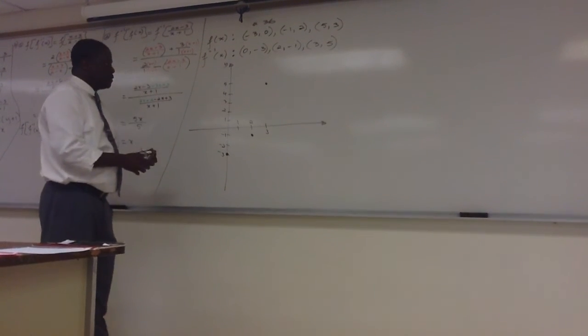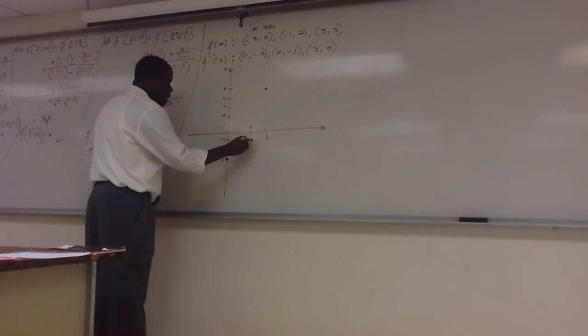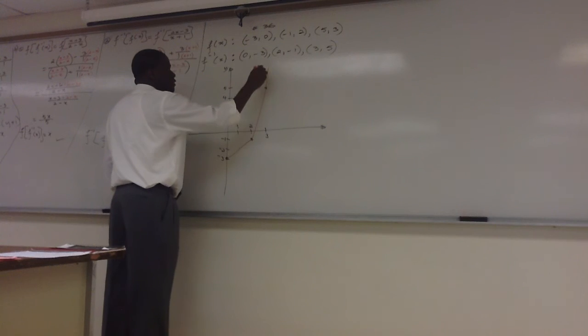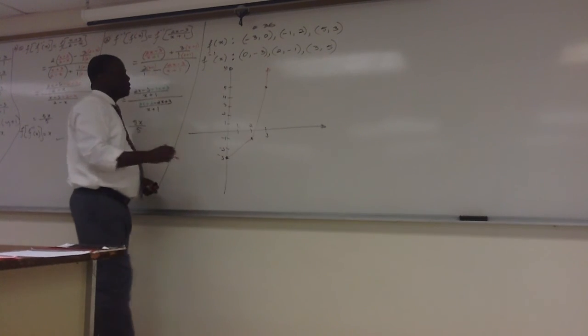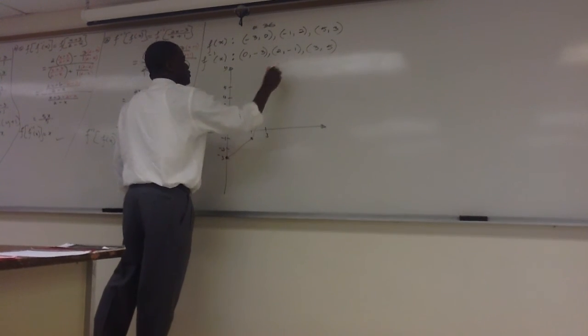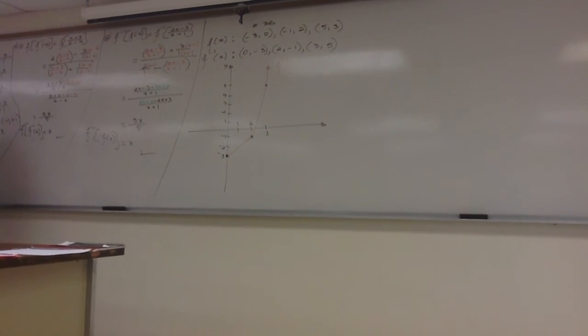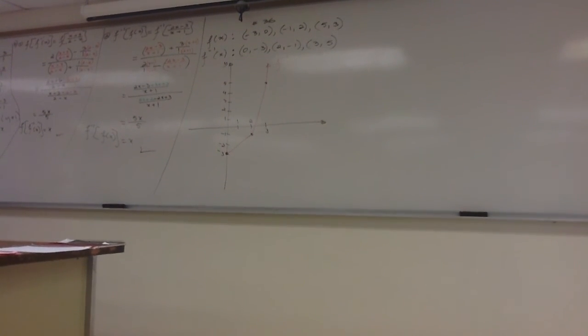So I'm going to connect these points together, and remember now to extend the last one past the point, because that's the way that the graph was. So that would be the graph of f inverse. Any questions on how we graph the inverse?